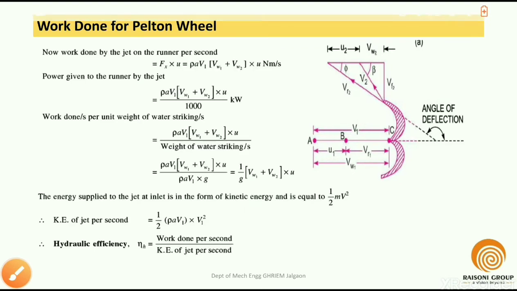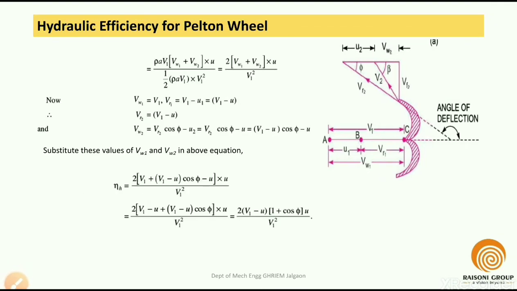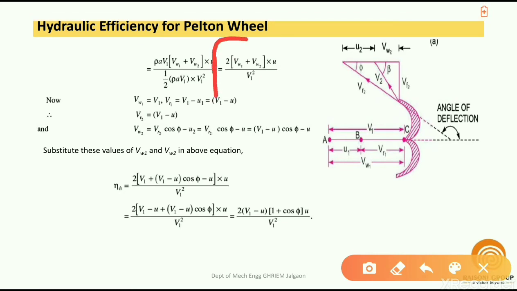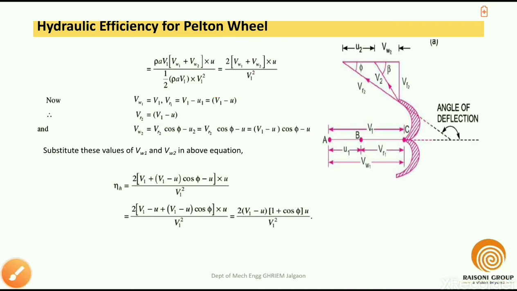Now this equation of hydraulic efficiency is in the form of vw1, the velocity of whirl at inlet, and vw2, the velocity of whirl at the outlet. But we don't know the velocity of whirl at the inlet and outlet directly, so we need to convert it in the form of v1, which we already know, the velocity of the jet of the water. The u means the tangential velocity at the inlet and outlet. So we will convert it into these forms.